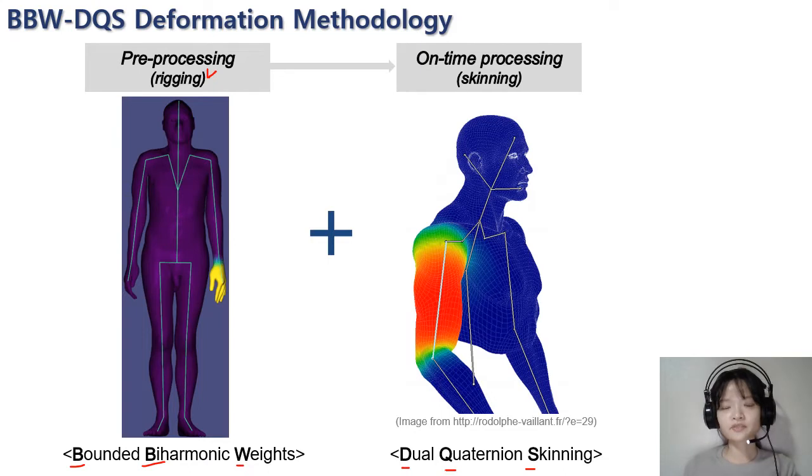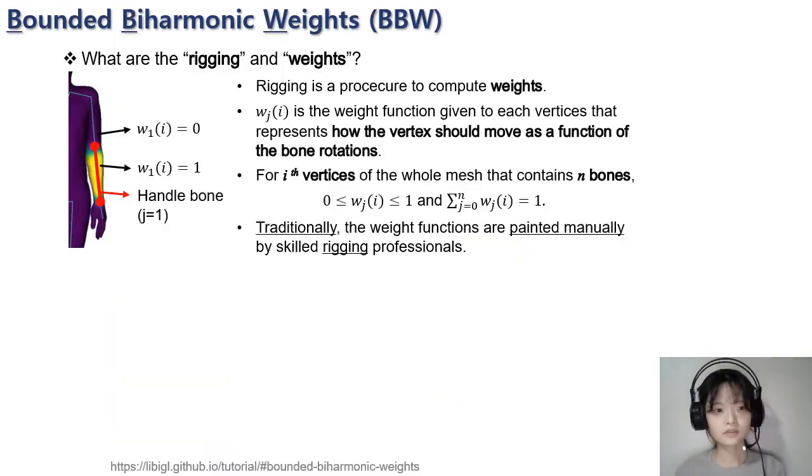Actually, these terminologies here, like rigging, skinning, BBW, DQS, may be unfamiliar to some of you, but these are actually pretty popular concepts in 3D animation. In the next few slides, I will give you very brief technical explanations about these. So first, let's start with the rigging process. What are rigging and weights?